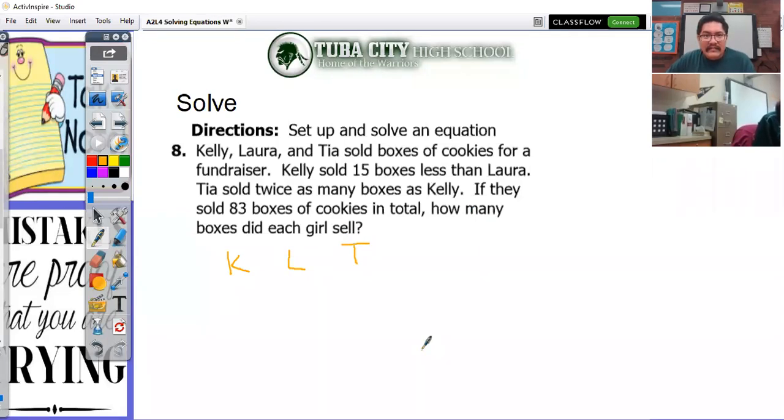And we're going to start filling this up as much as we can. So again, there's three numbers. So let's go to our clue statements. Kelly sold 15 boxes less than Laura. So like I said, if we know what Laura sold, we will know what Kelly sold. If we know what Kelly sold, we will know what Tia sold. So in this case, the most important person to figure out first is Laura.